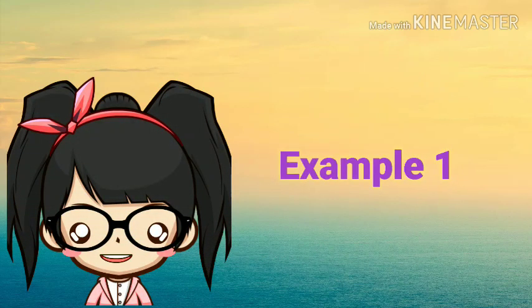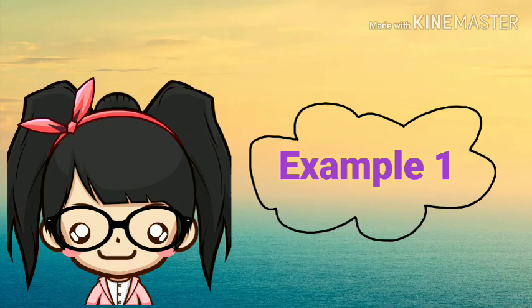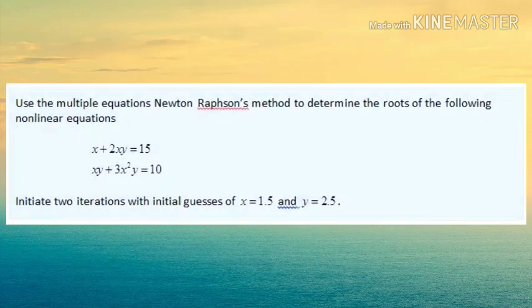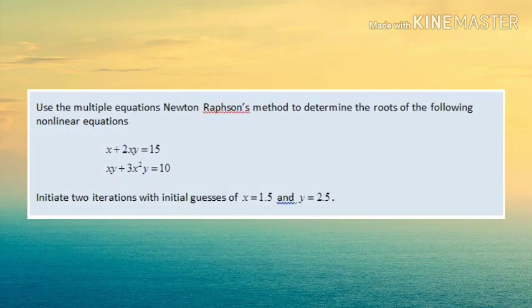For better explanation, let's go to the example. In this example, we are given a nonlinear system. So, we are going to solve by using the Newton-Raphson method to find the value for x and also y. We need to iterate 2 iterations with initial guesses given x equal to 1.5 and y equal to 2.5. So now, let's start our calculation.